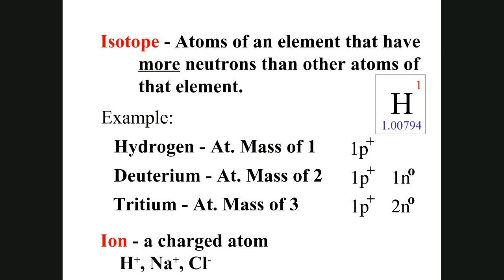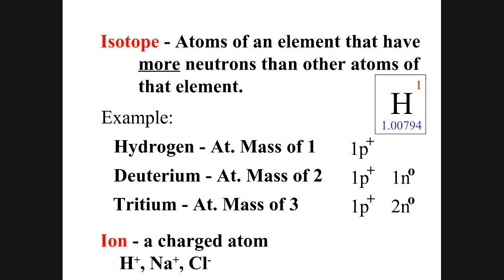Isotopes. Now an isotope is atoms of an element that have more neutrons than other atoms of that element. Well, you know what makes the element that element is the number of protons, right? The number of neutrons doesn't make that element, but it makes it an isotope of that element. So the most common form is the first one here, hydrogen. It has an atomic mass of 1. That means that it has 1 proton. Look at my little picture there. Atomic number is 1, the mass is 1.